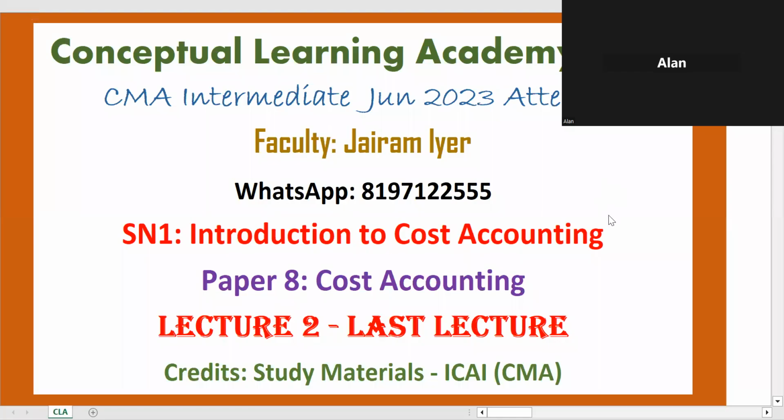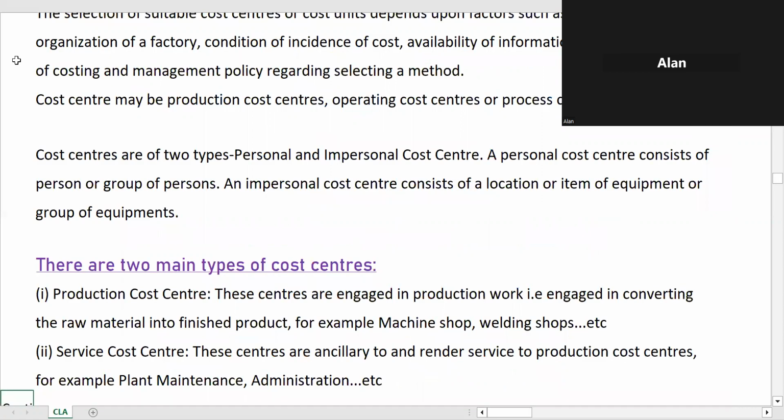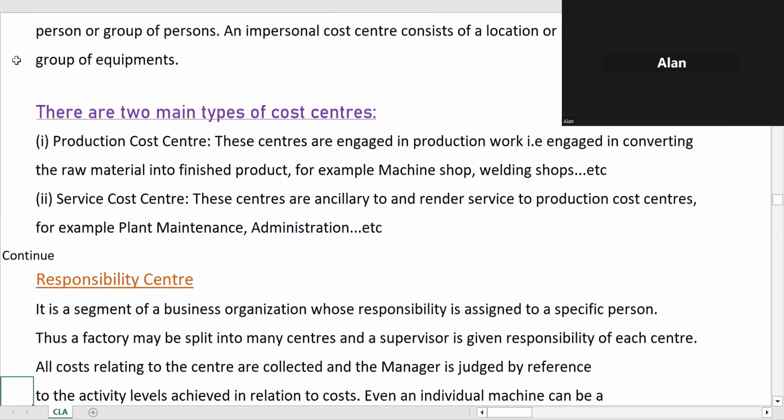So welcome back. This is lecture 2, which will be the last lecture of study note 1, Introduction to Cost Accounting. This is for paper 8, Cost Accounting, of CMA Intermediate, June 2022 attempt. Right, so now we will continue. This will be our last lecture for this chapter.